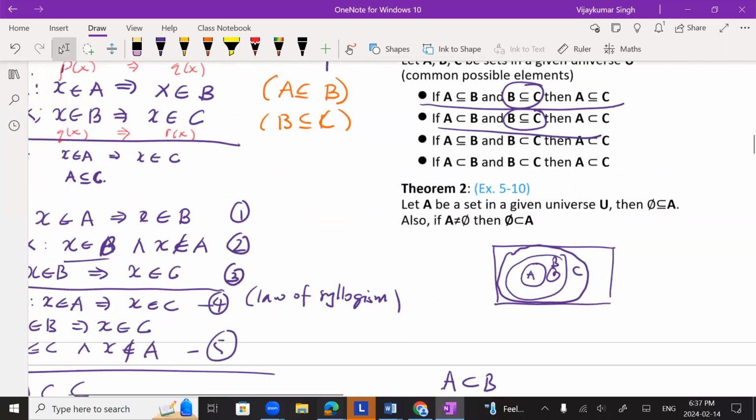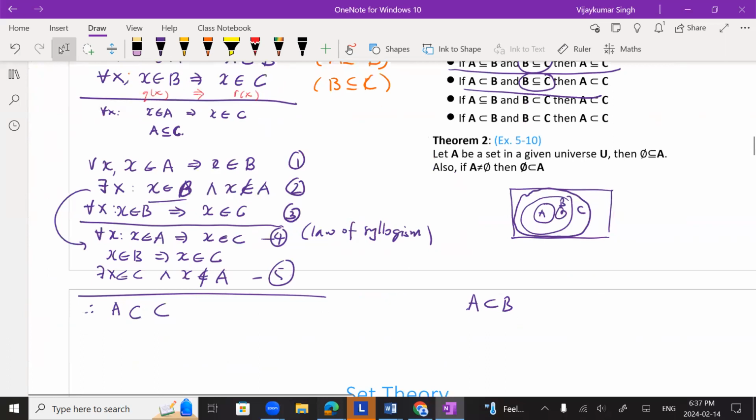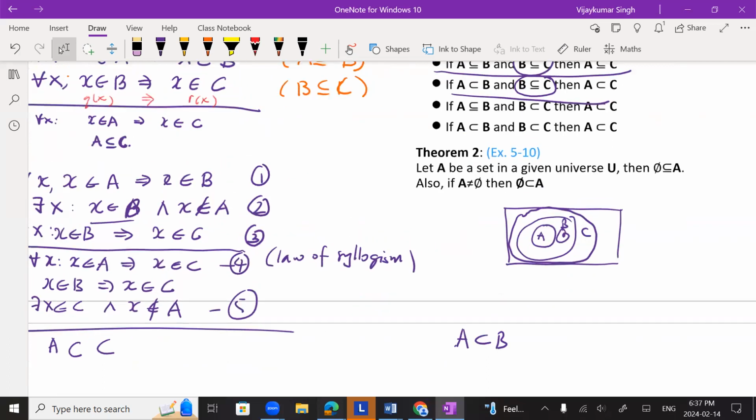Now let's look at the following theorem. The theorem says that if you take any set, the empty set is sitting inside. The idea is that the empty set is a subset of all sets. In fact, if a set is non-empty, then the empty set is a proper subset of that set. I want you to think about this, and we can talk about it after the break.